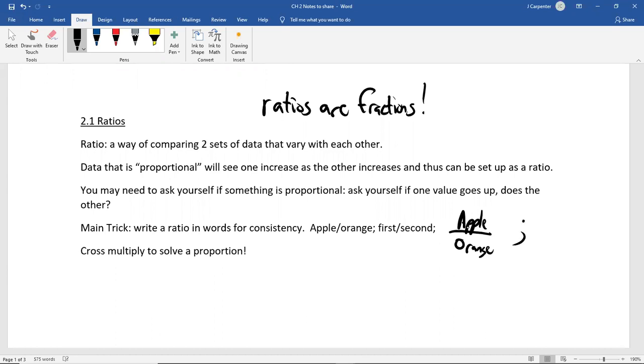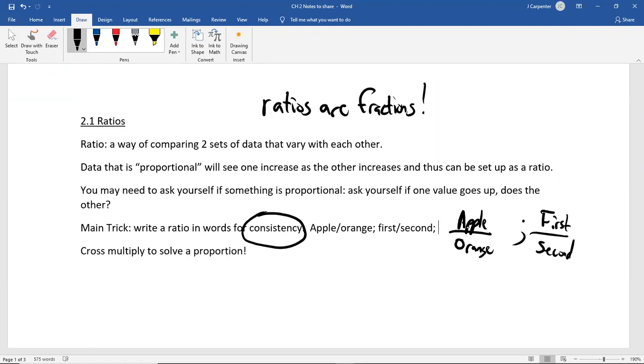And it doesn't have to be apples and oranges. You could be just comparing some random first thing to some random second thing. Pennies to quarters, students to teachers. Does it matter which one you put on top? In fact, no. And that's the whole point of this. That's the beauty of ratios and proportions: when you're dealing with proportional relationships, you could write apple over orange, or you could write orange over apple. You just have to be consistent.